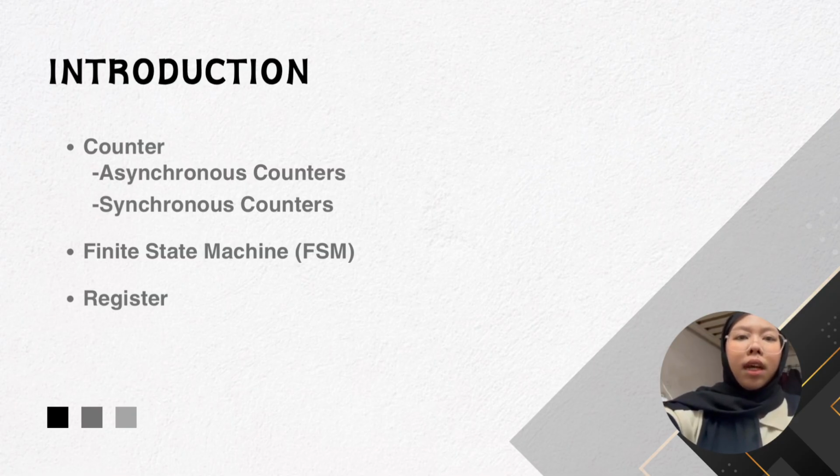So the components that we use are counters, which divide by 2. The first counter is the asynchronous counter and the second is the synchronous counter. And then we have the finite state machine (FSM), and also we have the register.